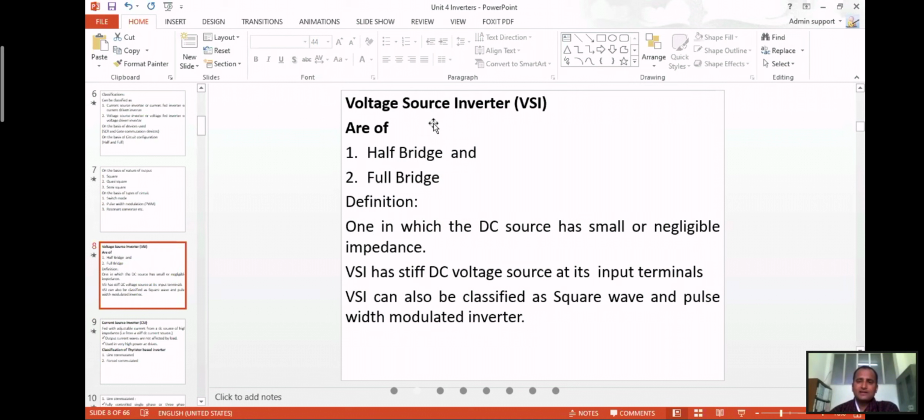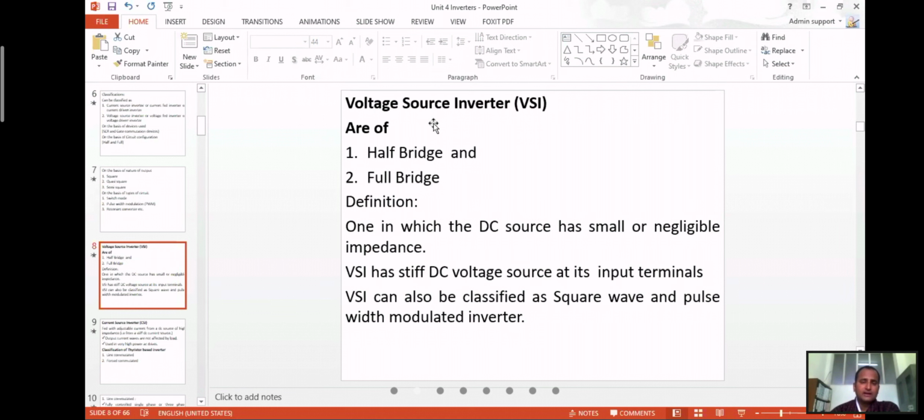Then whether it's a half bridge VSI or a full bridge VSI, we can even classify it as half bridge and full bridge. We have been talking about half bridge and full bridge from the beginning of our courses. We have been talking about half wave and full wave control, and similar to this, even in the VSI, voltage source inverters.